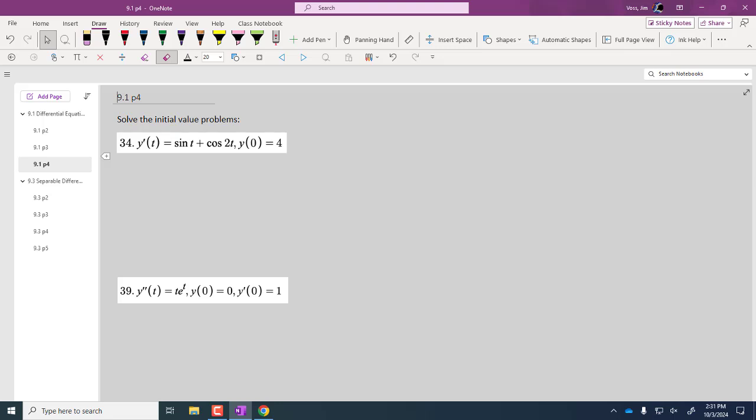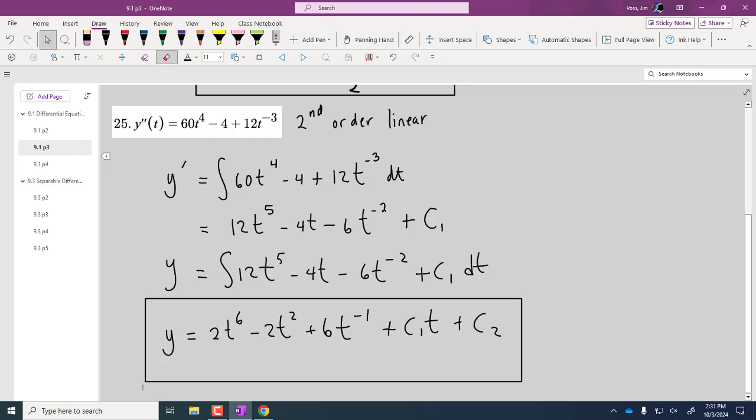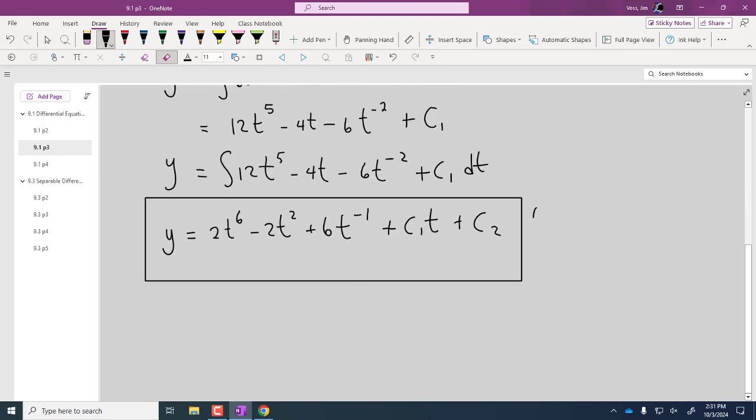All right, so here is one. Notice that they gave us no initial value on that first problem, so we couldn't solve for the constants. So we just had that general solution. Maybe I'll make a comment here and just call this the general solution.